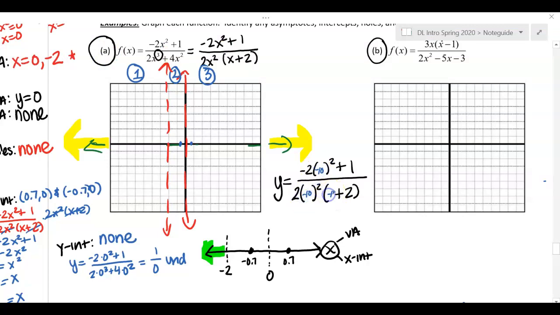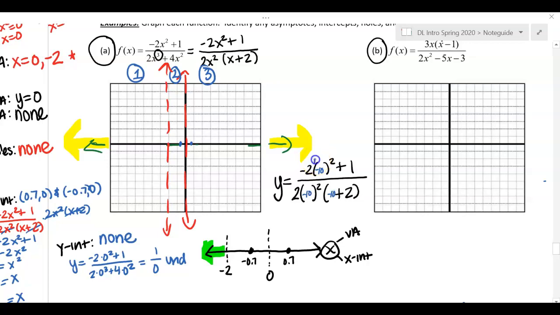I'm thinking about what would happen if I plug in -10. Now, if you're afraid of all the arithmetic, we're not really asking you to do all the arithmetic. We're asking you to see if it's positive or negative. So you don't actually have to do all the math.